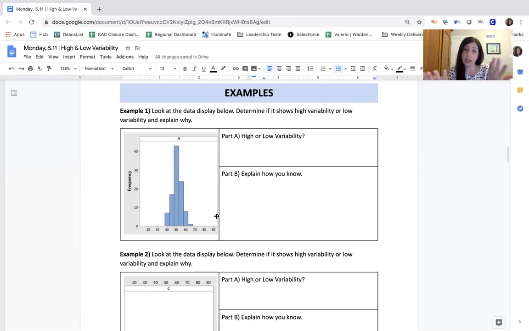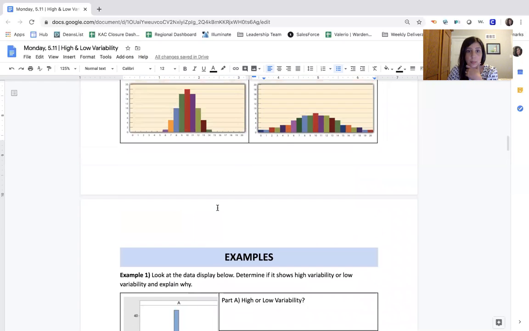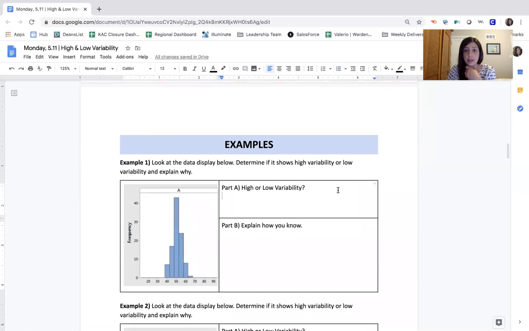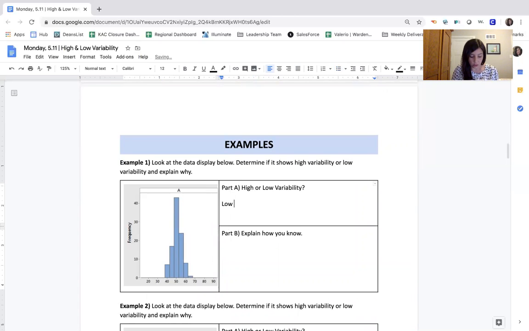Well, I see two things for sure right here. I see that I have high peaks here. There's a lot of data in the center of this histogram, especially around 50 and 55. And I also see that it's very clustered together. Okay, that means that there's not a lot of variance in the data set. I'm going to go back to the notes just to check that. High peaks is what I saw, and I also saw that they were very close together. So that tells me that this has low variability. There is not a lot of variance between the different data points that were collected.